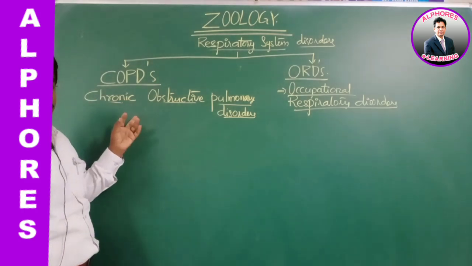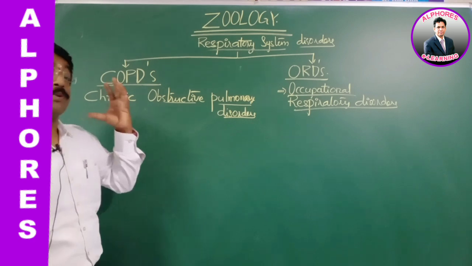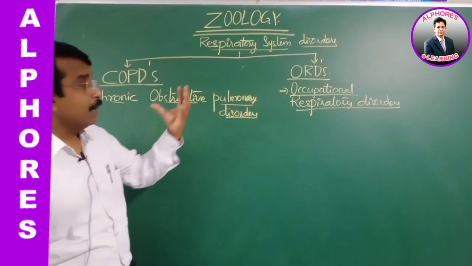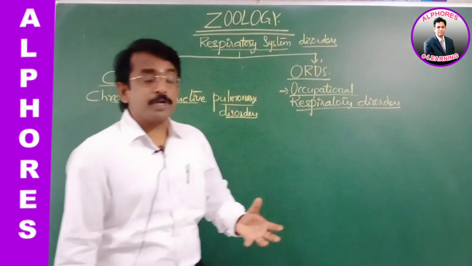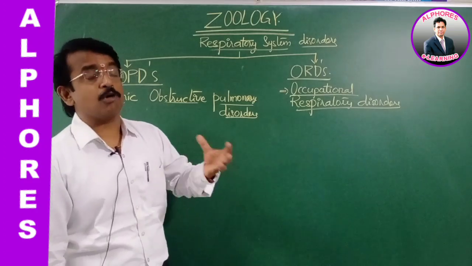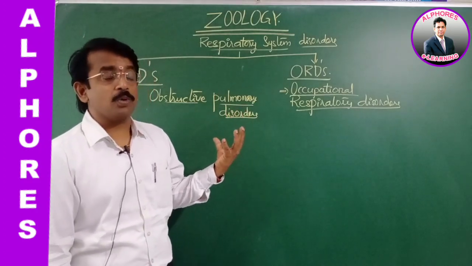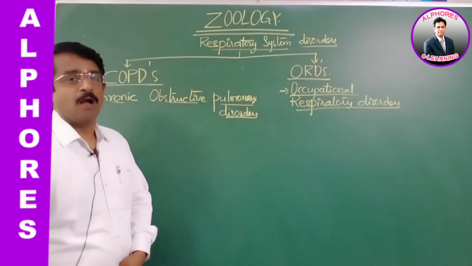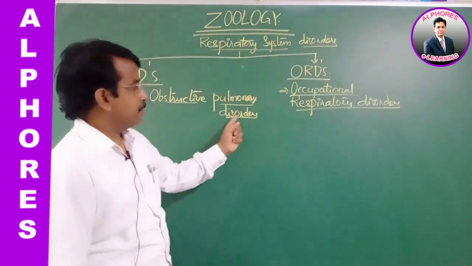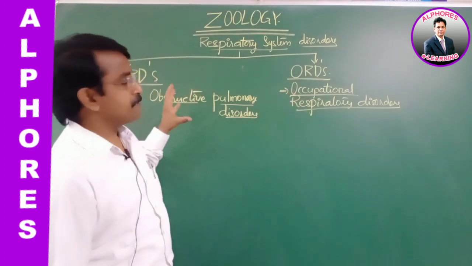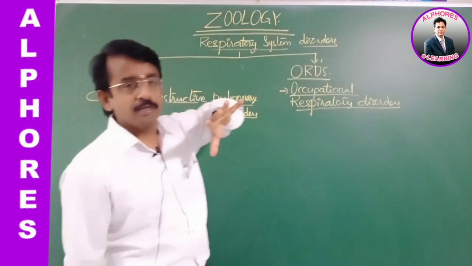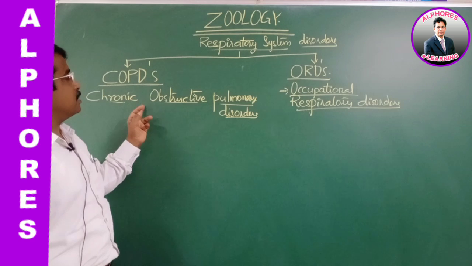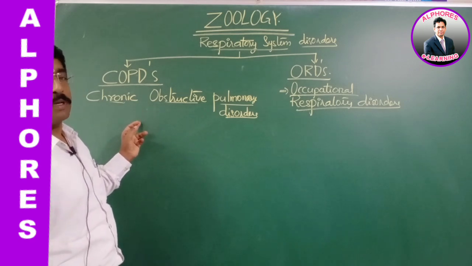This is for a long period, and it may be due to infections, or due to the inhalation of antigens and dust particles. Occupation means the working place of an individual. Occupational respiratory disorders are the disorders of the many workers who work at different industries. Asthma, bronchial asthma, emphysema, and bronchitis come under the COPDs, chronic obstructive pulmonary disorders.